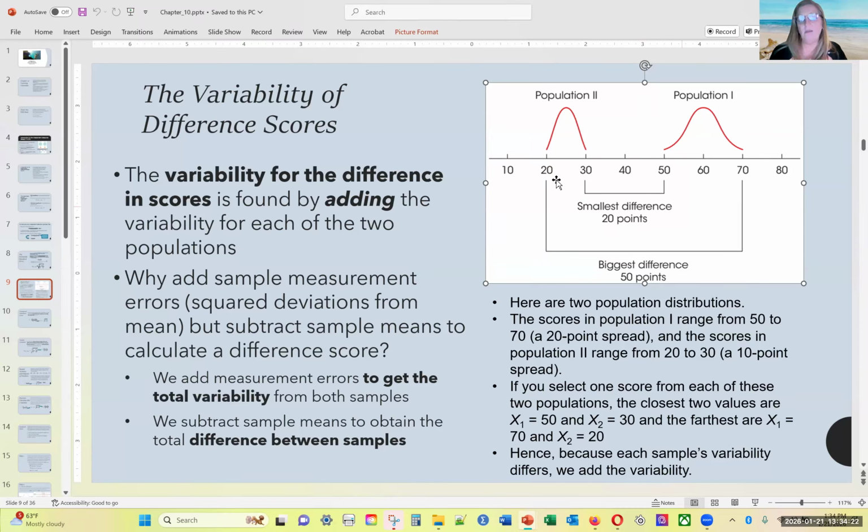And not only can you see the difference by making comparisons from the numbers, you can even see the shape of both of those samples is different. The sample from population 1 is more spread out than the sample from population 2. All right. So we need to add up the total variability from both samples.